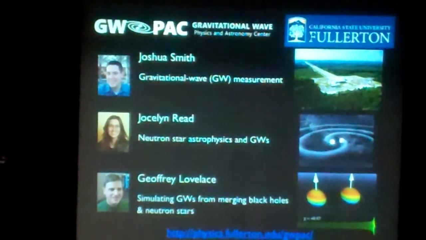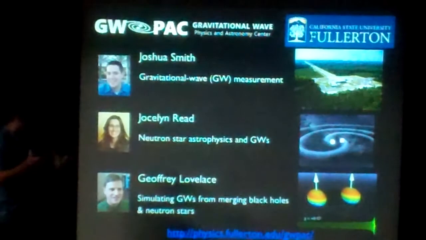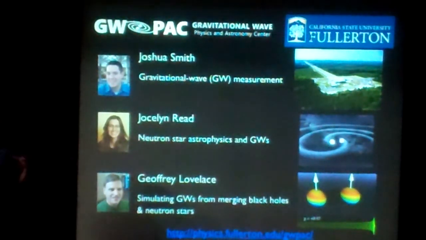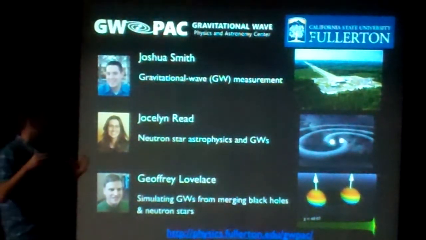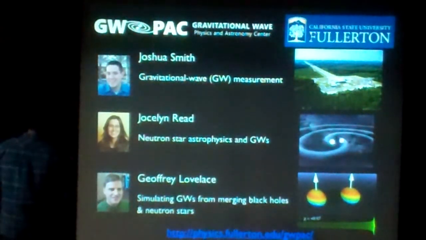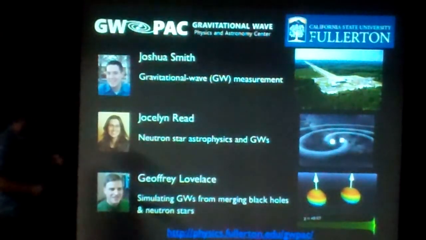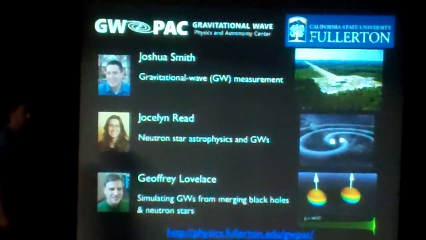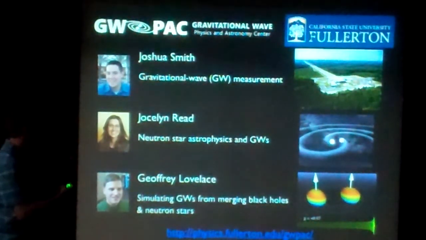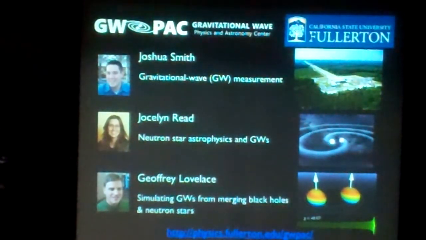Jocelyn Reed is an expert in neutron stars, the hot, dense ash left after the collapse of a massive star. And Jeffrey Lovelace is an expert in black holes. What happens if the star that's collapsing is so massive that it can't even stop the collapse of gravity, and it collapses down to a black hole with a singularity. And so he specifically looks at simulating gravitational waves emitted by black holes that are orbiting around each other in space. So you can learn more about us at fullerton.edu/GWPAC.